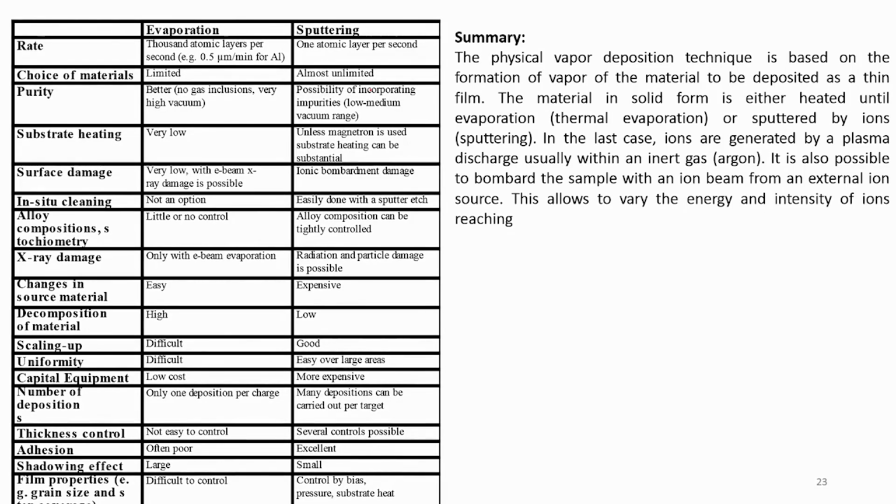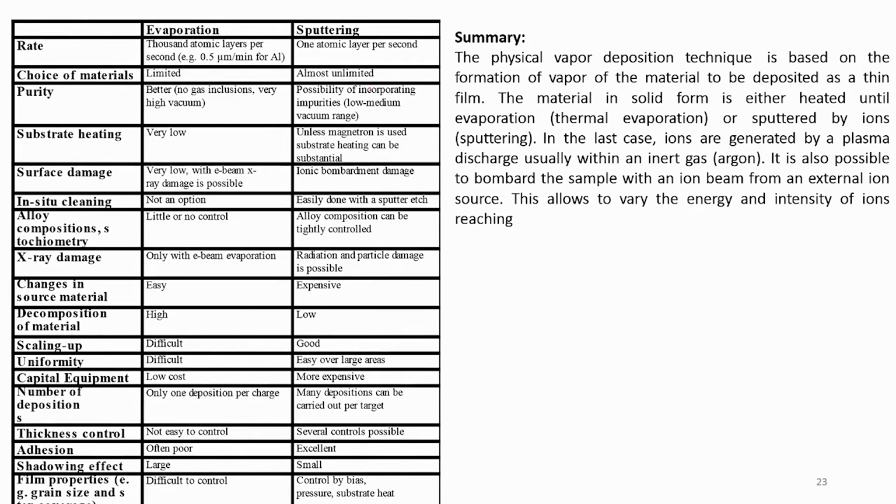For alloy composition and stoichiometry, we have little or no control in evaporation, while in sputtering it is tightly controlled. X-ray damage, like I said, occurs only in evaporation, where radiation and particle damage is possible. Decomposition of material is high in evaporation compared to sputtering. Changes in source material are very easy in evaporation, while in sputtering it is a little bit difficult, as you have seen from the video.